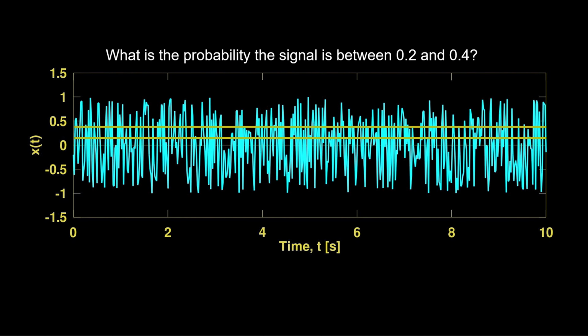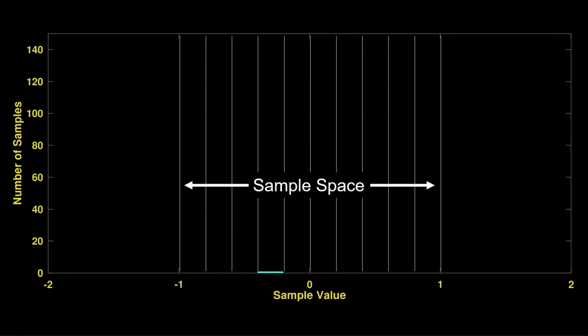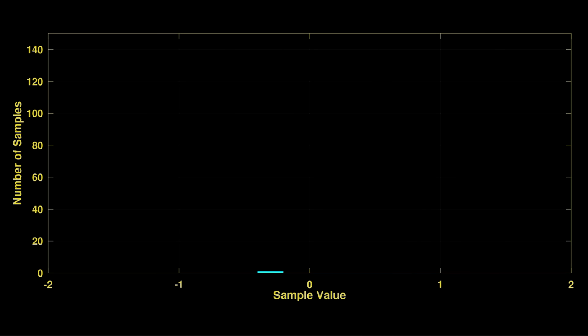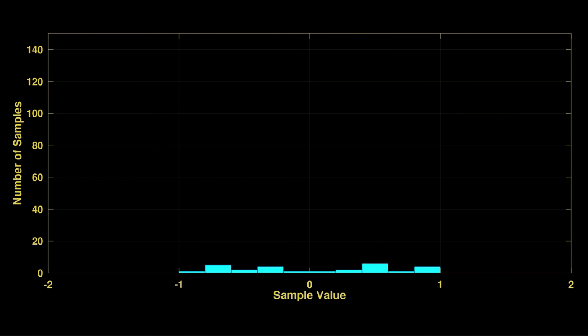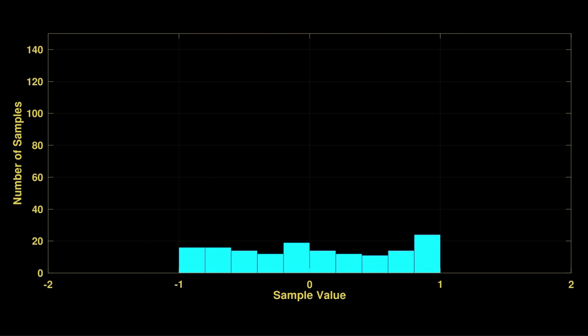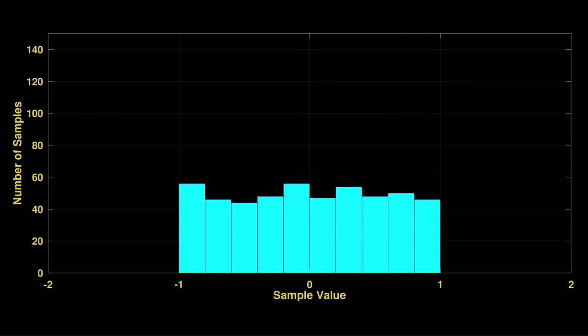We could see how many times this signal lied within the interval 0.2 to 0.4. To view this, we divide up our sample space into bins. Then we put each sample into the corresponding bin. This is fun to watch. It's like a race. Which bin will win? We see between 0.2 and 0.4, there are over 50 samples out of a total of 500 samples drawn. So we would speculate the probability is just over 1 in 10.